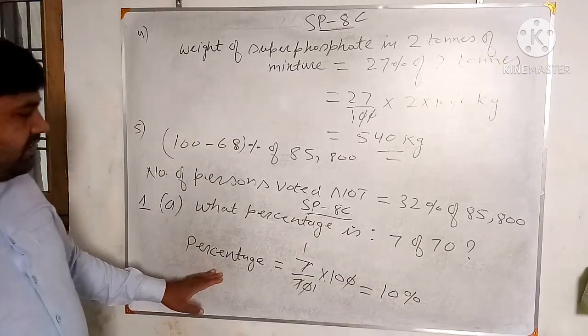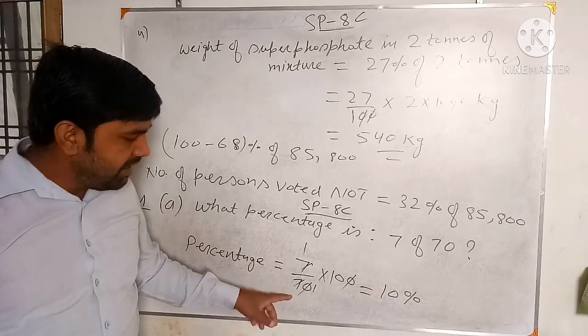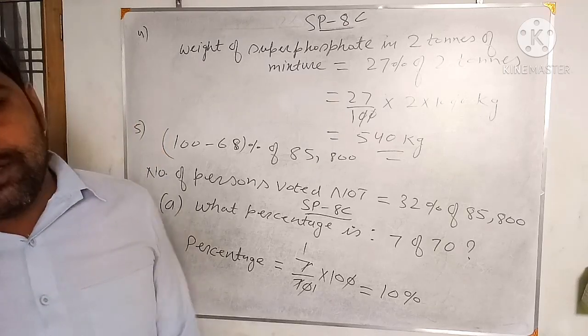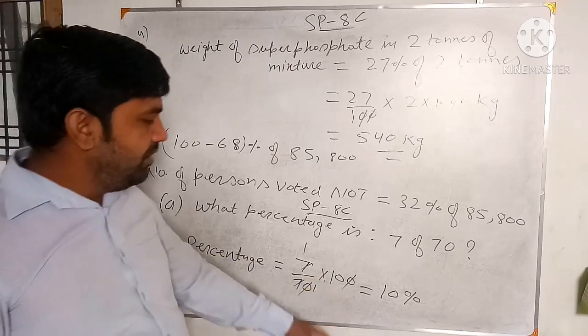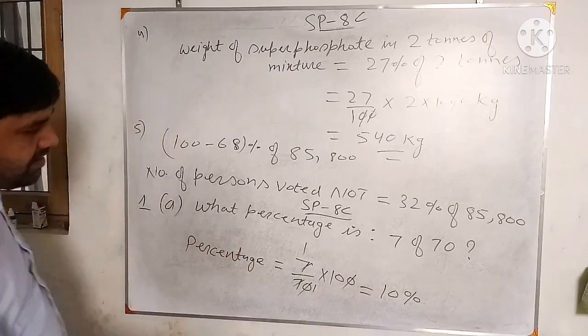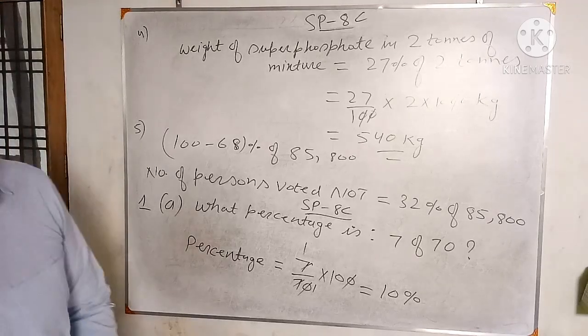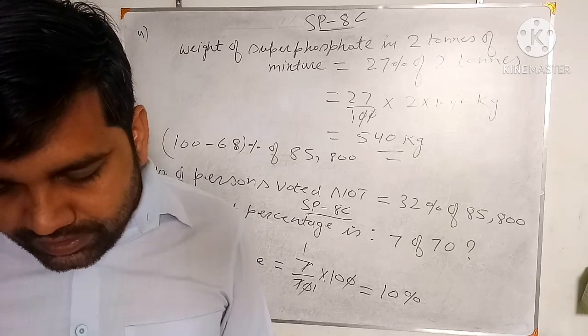So how do we calculate the percentage? First we find the fraction of 7 out of 70, that is 7 by 70. And if you multiply any fraction by 100, that fraction is converted to a percentage. So 7 by 70 into 100 gives 10%. So 7 is 10% of 70. Okay, now we do the next question. Similarly we can solve the remaining questions.